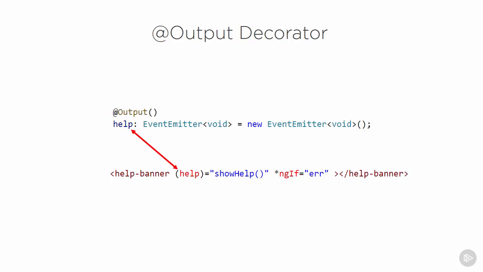The opposite of an input decorator is naturally an output decorator. The example shown here is your standard output, nothing fancy about either declaring or utilizing this. We're simply binding a function in our parent component to an event that will be raised in our child component.